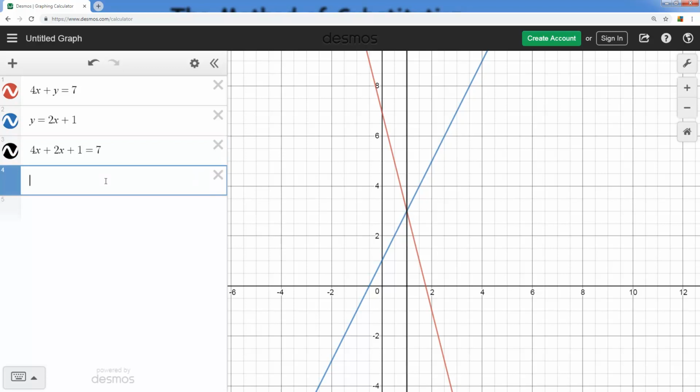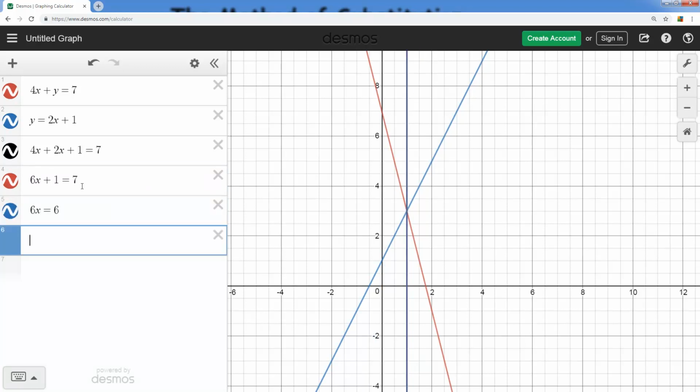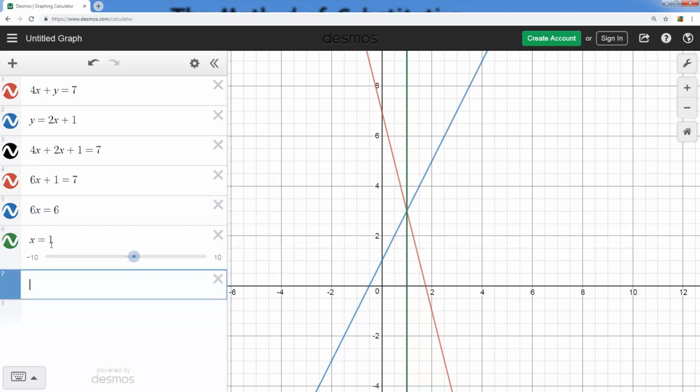So what we did, remember we collected some like terms, 4x and 2x was 6x, plus 1 equals 7. That's supposed to be an equals there. Okay, so same line, just different color. And then what we did was we took 1 away from both sides. It went 6x equals 6. Okay, same line, just different color. Still goes through 1, x equals 1, same line.